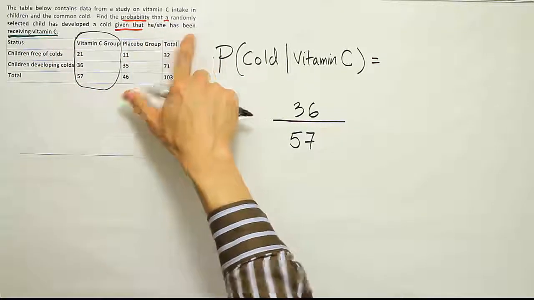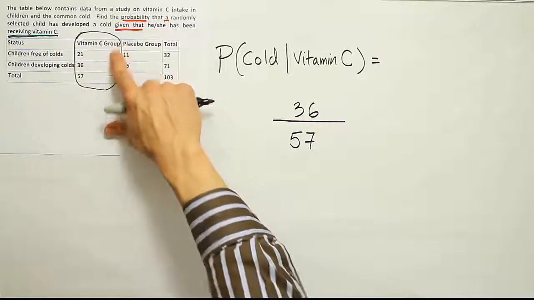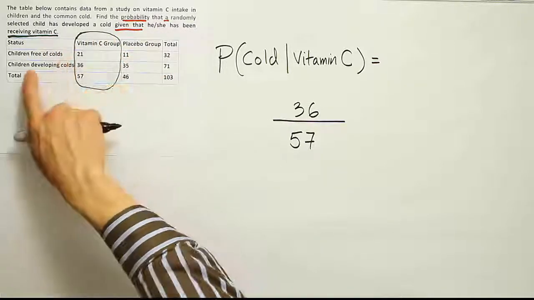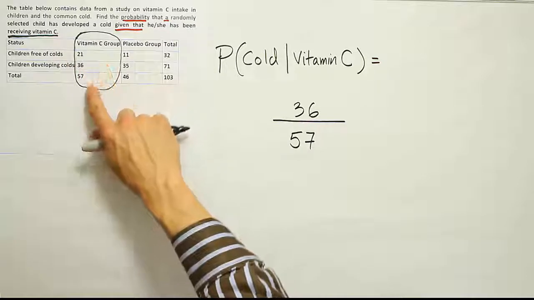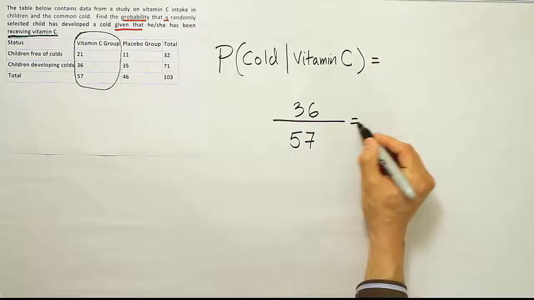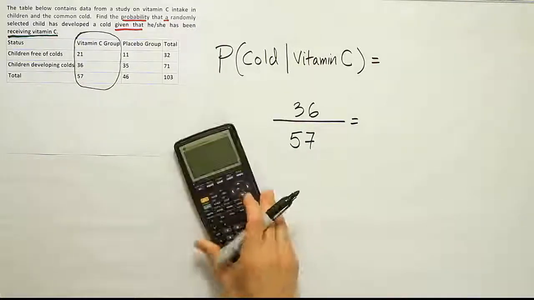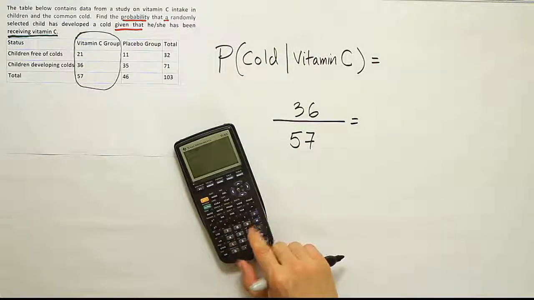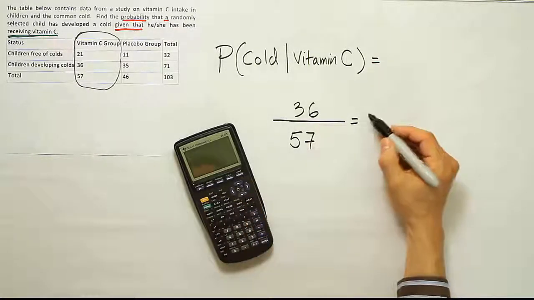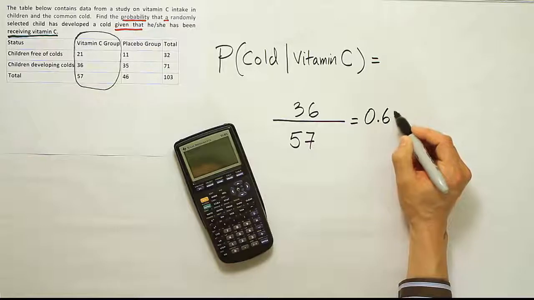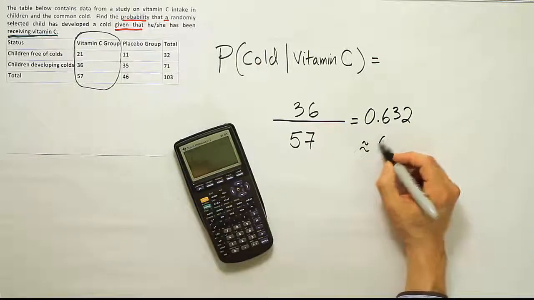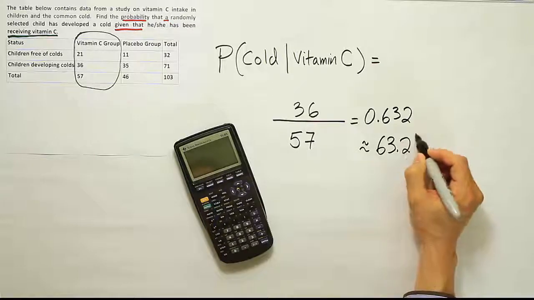So he or she has been receiving vitamin C, so we only look at the vitamin C group. And then among those, we want to find the ones who developed colds. Children developing colds, 36. Our total for that group is always going to be our total for our fraction, and we're done. Just figure out what 36 divided by 57 is, and you have your answer. So 36 divided by 57, we end up with the answer 0.632. Or in other words, approximately 63.2%.